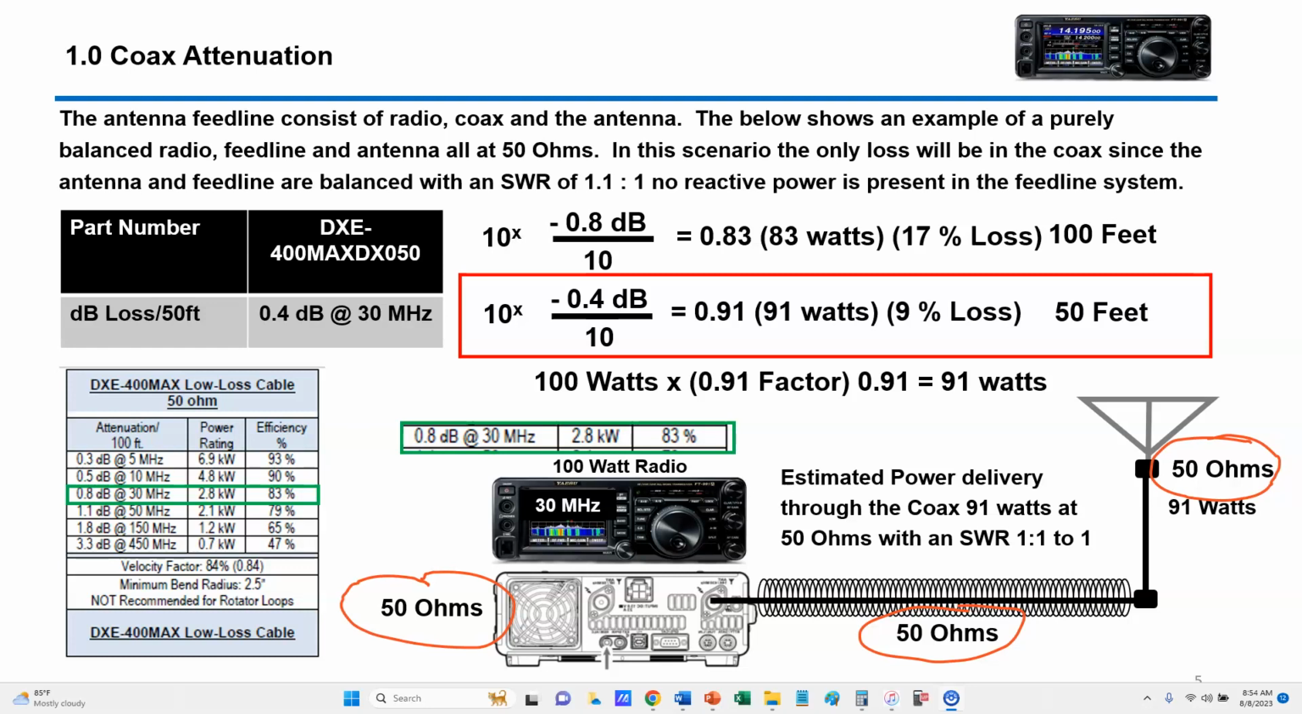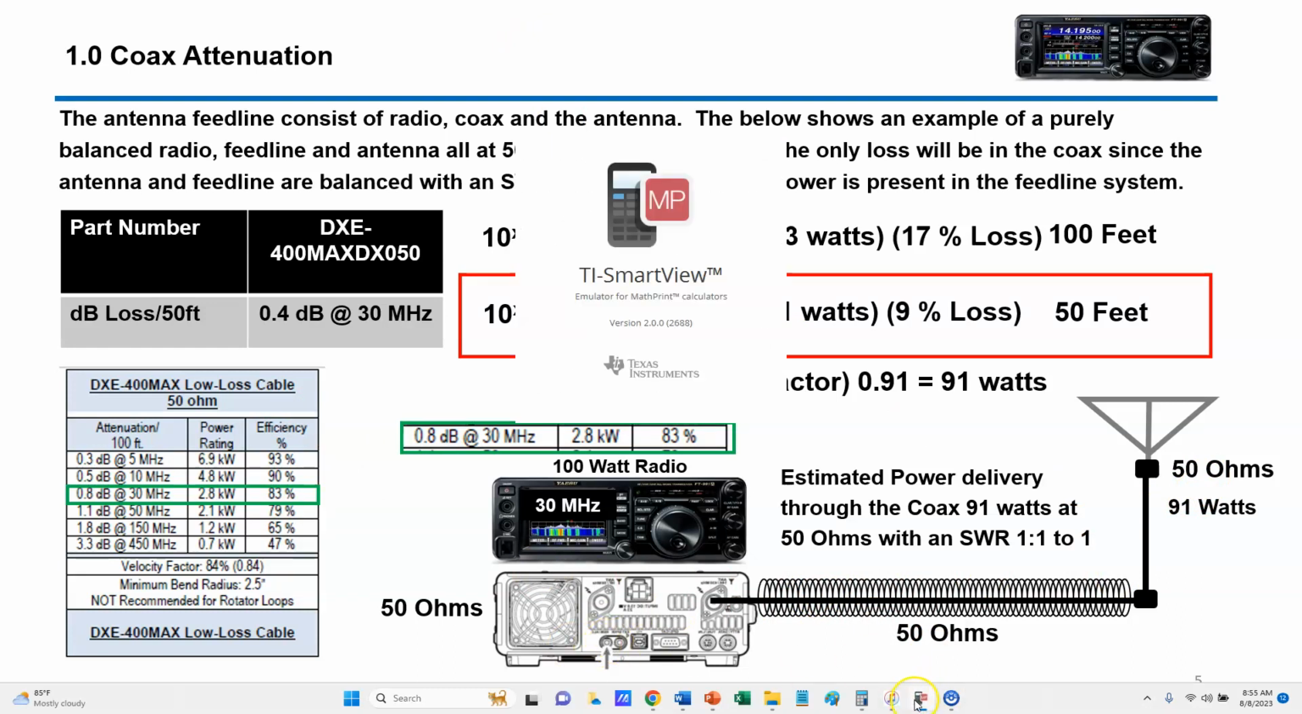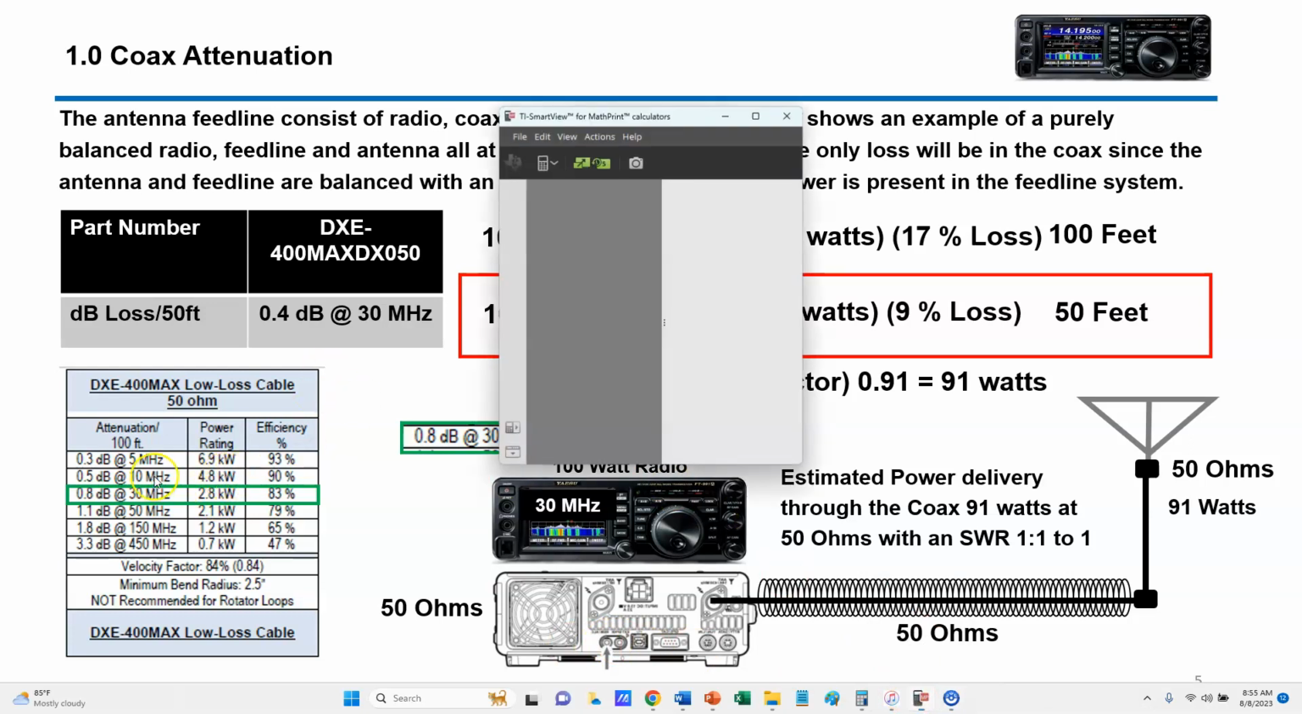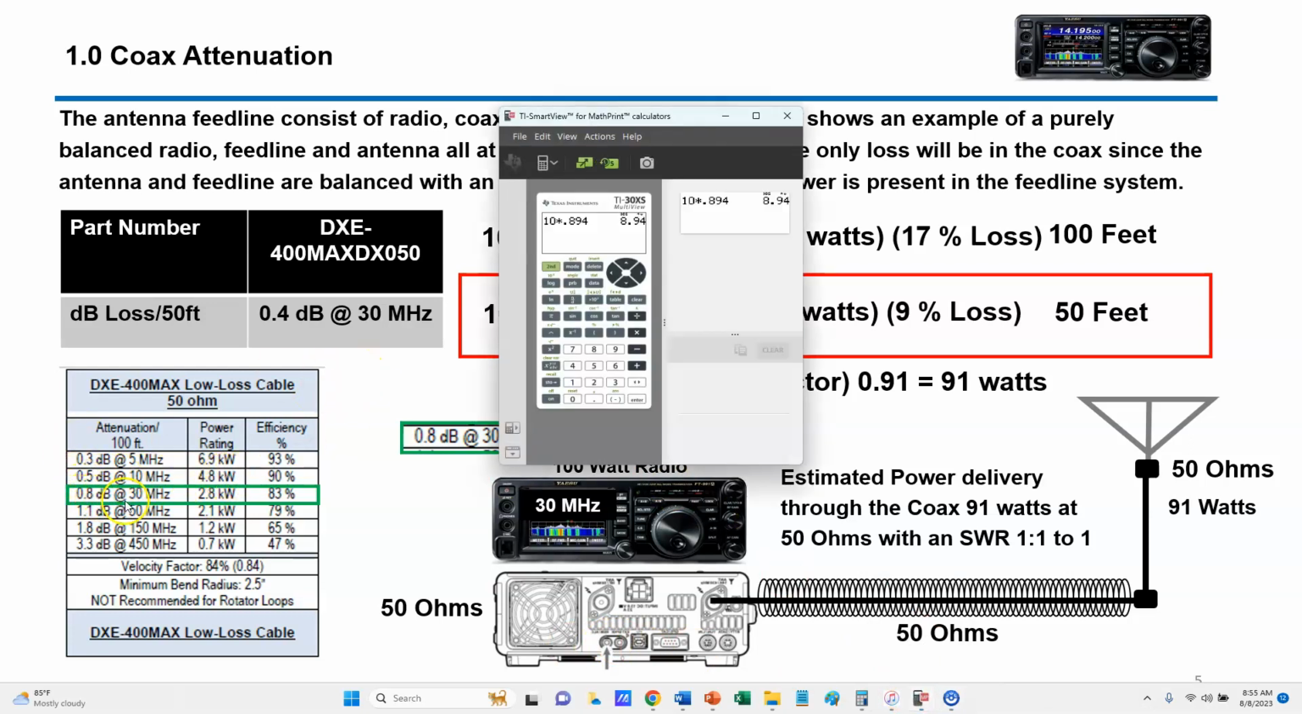I've got maximum radiation, an SWR of 1 to 1, and 100% power radiation here. With this formula, I can calculate how much power I'm losing on the coax if I'm transmitting 100 watts at the radio. Here's how we do that. The specification from DX Engineering is 0.8 dB loss at 30 megahertz.